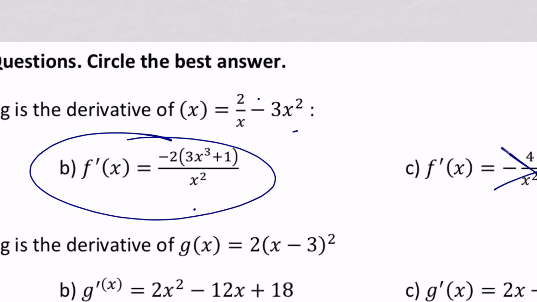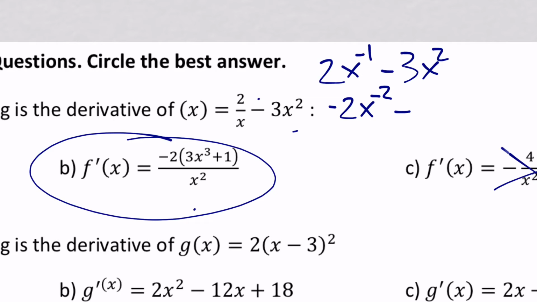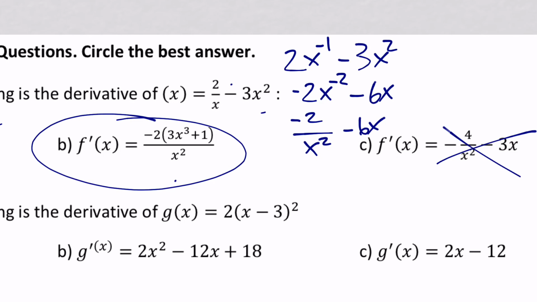Derivative of 2 over x means we need to write it first as 2 times x to the negative first, and then we can have our minus 3x squared. Now we can use the power rule. So negative 1 times 2 is negative 2x to the negative second. Subtract 1 from the power. Minus 2 times 3 is 6x, like we said already. So what do we do? Well, I'd probably write that as minus 2 over x squared minus 6x, first of all.